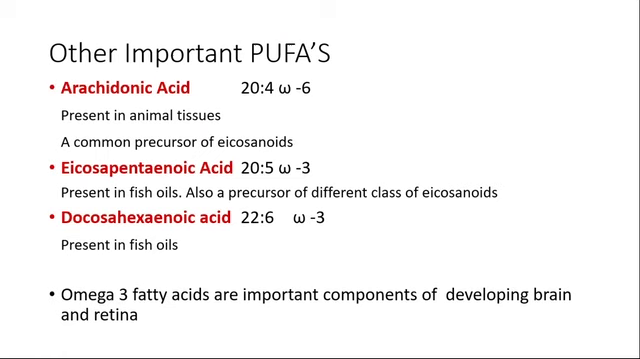Other important PUFAs are the arachidonic acid, which is 20 carbons with 4 double bonds, and it's omega-6. Okay, it is a common precursor of icosanoids. The eicosapentaenoic acid is this, and this is the structure for docosahexaenoic acid, where you have 22 carbons and 6 double bonds, and it is an omega-3 fatty acid which is present in fish oils.